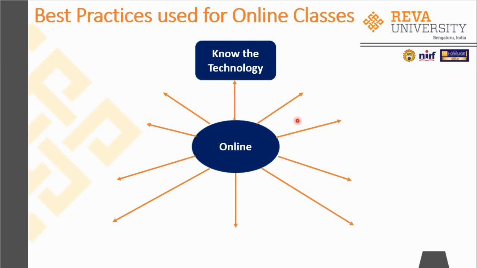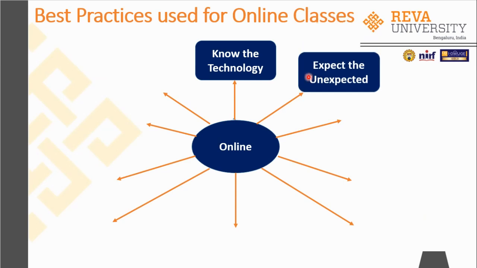The first and the most important thing is to know the technology. What do you mean by knowing the technology? Suppose you want to choose Microsoft Teams for teaching a particular subject. You should know how Microsoft Teams works, how to install the software, how to share the PPTs, how to prepare the PPTs, how to upload the PPTs, or how to upload your notes and assignments, and how students should download the notes, the PPTs and the assignments, and how to upload the assignments. This is called knowing the technology.